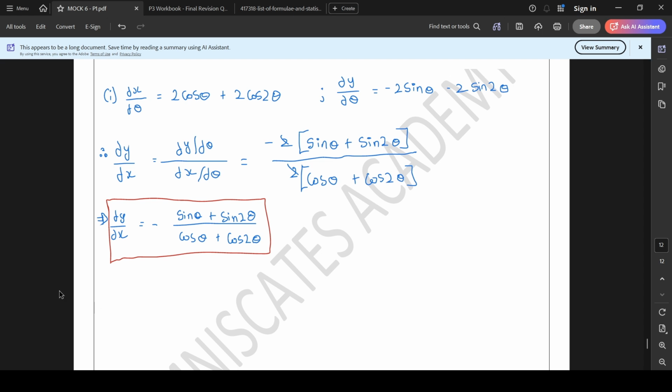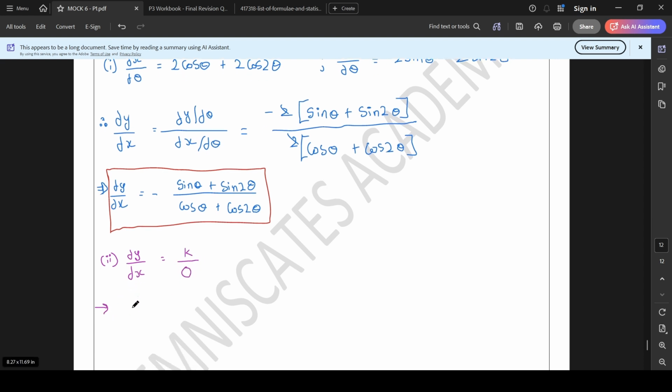I'm going to go ahead and mention the second part of this question and say that my dy/dx is equal to some constant over 0, and my dy/dx over here was minus sine theta plus sine 2 theta, whole divided by, just to not get confused, the minus sign is outside the fraction, cos theta plus cos 2 theta, is equal to k over 0.